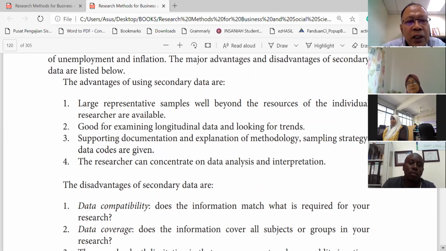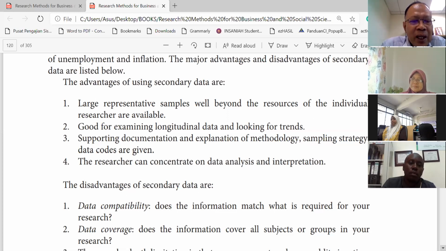And the third advantage is supporting documentation and explanation of methodology and sampling strategy. Data codes are given in certain secondary data. And the researcher can concentrate on data analysis and interpretation. The data are ready. No need to do PLS. So you just input the data and use SPSS, for example, to analyze the trend. And of course, there is sophisticated software such as EViews. So we will not cover this one. I used to be an expert on EViews. Now I don't like it anymore.